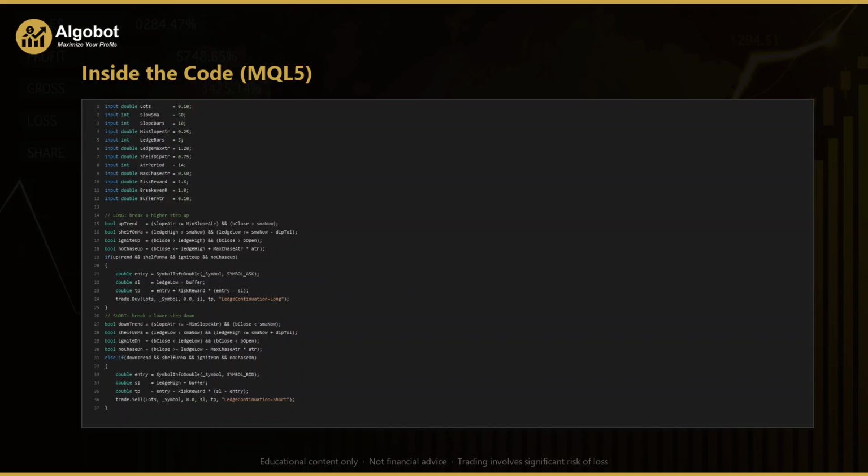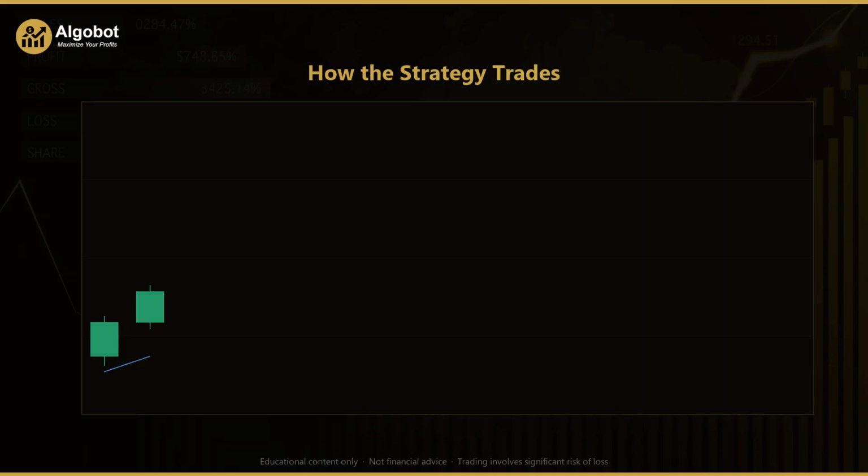The short block is the exact mirror. Downtrend, SlowSma, IgniteDn, and NoChaseDn confirm a falling baseline, a shelf beneath it, a decisive bearish close below the shelf low, and no overextension. The stop goes just above the shelf high, the target sits the same R multiple below entry, and trade.sell is called. Let's walk through this illustration candle by candle, starting on the left.